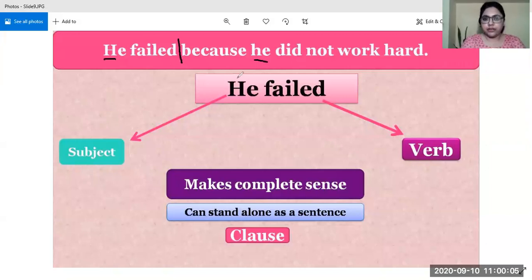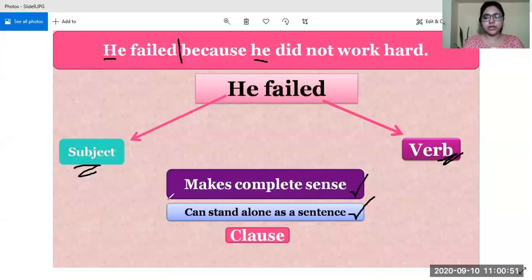Now, he failed. We have extracted this part of the sentence and we are going to analyze whether it is a clause or not. He is the subject. Failed is a verb, a finite verb. And it is making a complete sense. We can just say he failed, and the complete meaning is conveyed. Nothing else is required. It does not depend on any other thing to complete itself. It can stand alone as a sentence. He failed, full stop, it is a sentence.